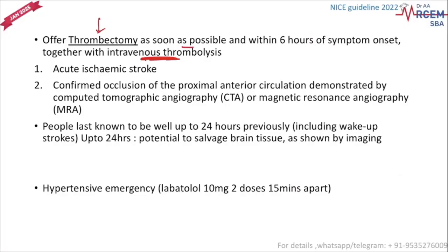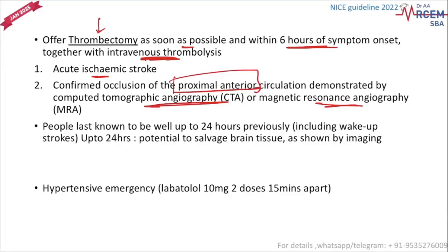You try to do it as soon as possible, preferably within 6 hours of onset of symptoms in an acute stroke patient. And on imaging, it should be confirmed that it is the proximal artery which is involved. That's why we get a CT angiography done. What about MRI angiography? It is given here, but most of the time MRI takes longer and is not readily available. For that reason, MRI angiography is not very commonly used. But if the center has a protocol in place to use MRI angiography, you can use it. But most of the time, it is CT angiography which is done.